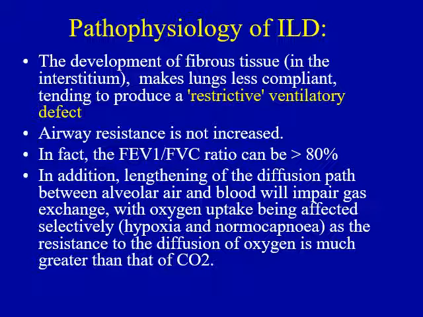The lengthening of the diffusion pathway between the alveolar air and the blood impairs the gas exchange, mainly affecting the oxygen uptake. So the oxygen reaches the capillary, reaching the blood, with difficulty and results in hypoxia and normocapnia. Why? Because the distance for the diffusion of oxygen is much greater than that of CO2. So the net result would be hypoxia. There may be normocapnia or hypocapnia. This is the restrictive ventilatory defect.